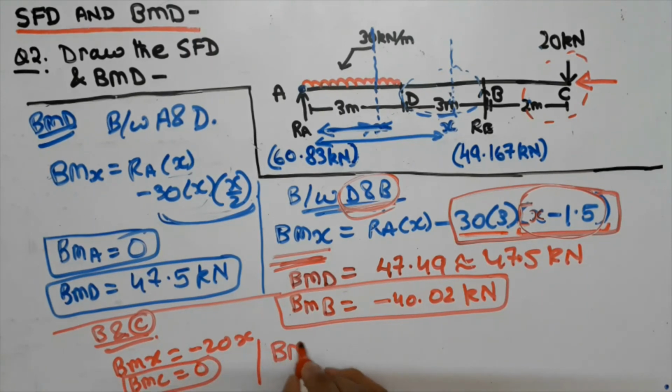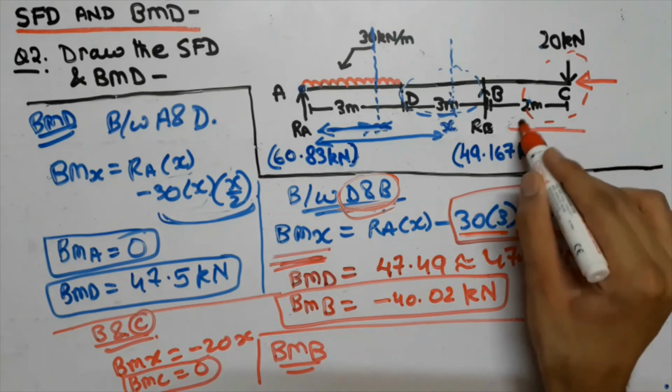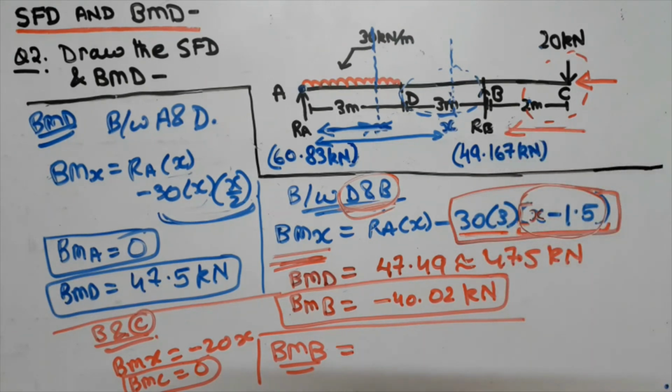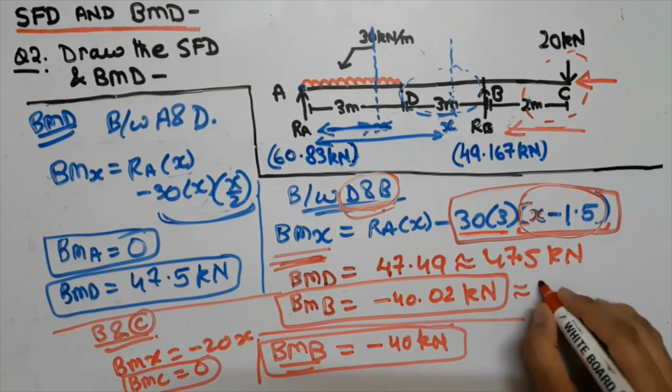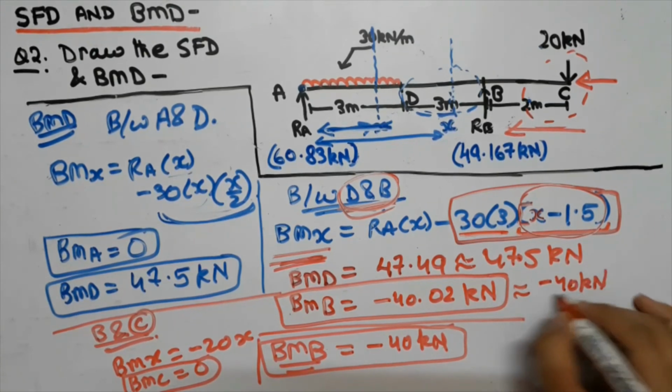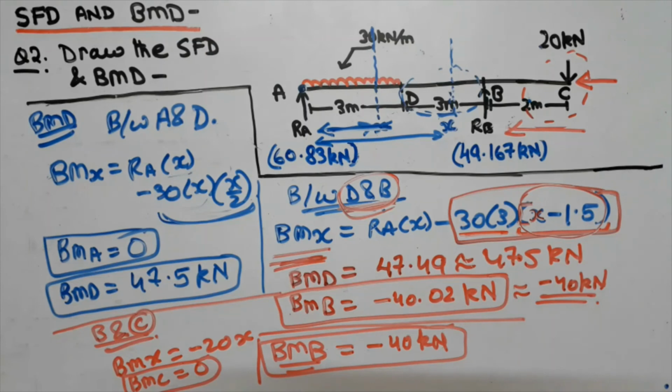And similarly, to find the bending moment at point B, when we are between B and C, we will replace it by 2 meter, because now we are moving from right to left. So on replacing x by 2 in this equation, you will get BMB as minus 40 kilonewton. And over here also, minus 40.02 kilonewton can be written as minus 40 kilonewton, as it is approximately equal. So guys, we have found out all the bending moments at these points, that is A, D, B and C. So now we are going to use these and draw the BMD.